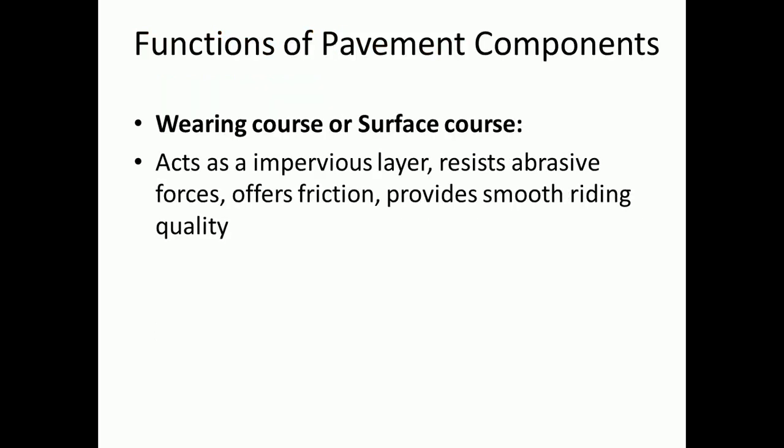The main strength and load capacity is due to the base course only. Then the wearing course or surface course. The bituminous layer in the case of a flexible pavement is called the wearing course or surface course. It acts as an impervious layer. It prevents the entry of water into the different layers of the pavement. So life, strength and stability will depend on the imperviousness of the material. It also resists abrasive forces, offers friction and provides smooth riding quality.